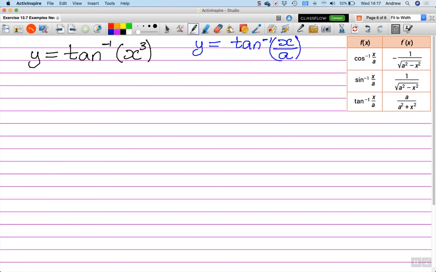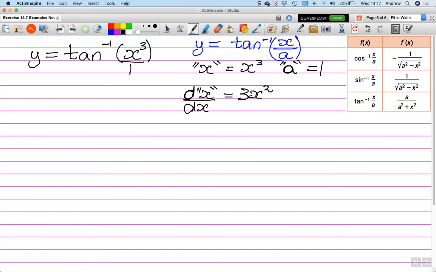So what does the x in the formula equal? Well, the x in the formula is equal to x cubed. And what does the a in the formula equal? Well, if there's no number at the bottom, we know the number is 1. We also know for the x bit, we differentiate both sides to get the multiplying factor. So the multiplying factor is 3x squared.